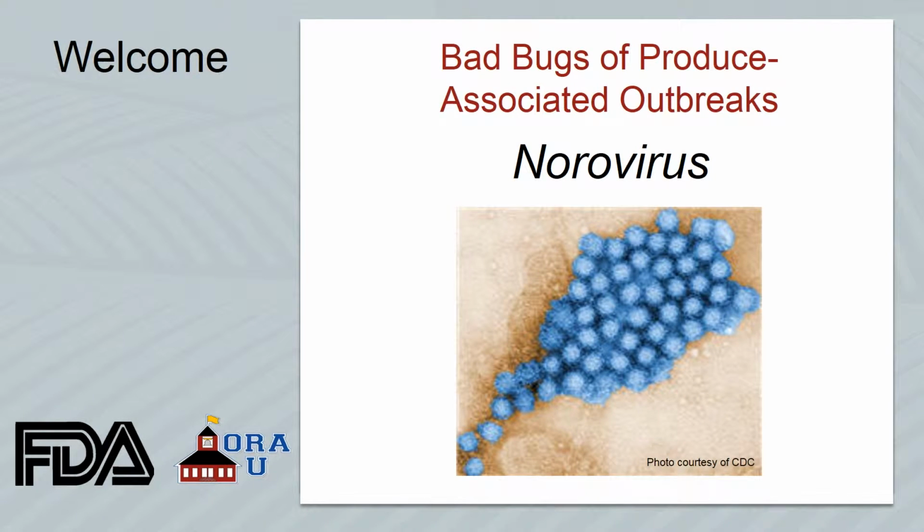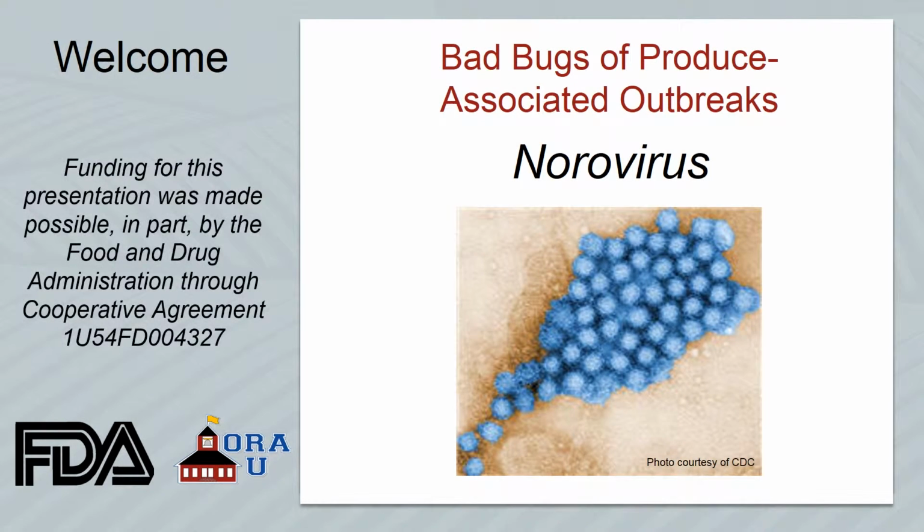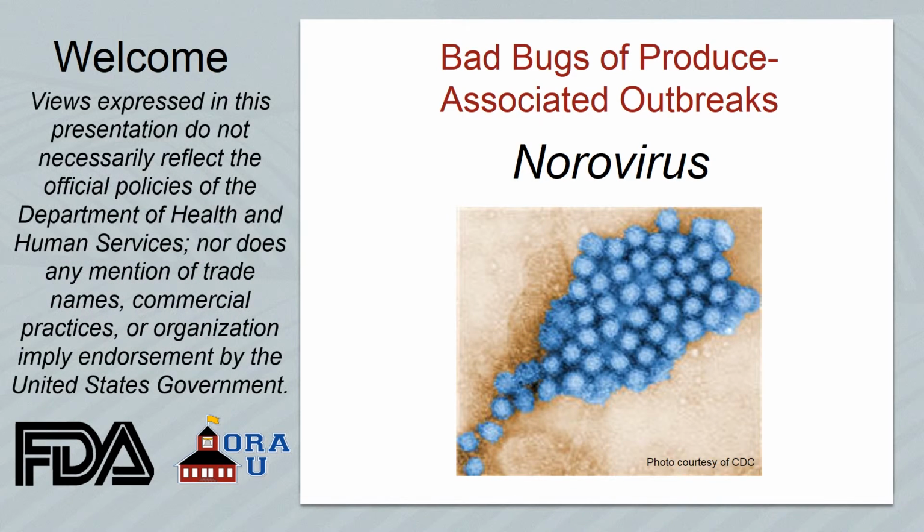Welcome to the Norovirus chapter of the Bad Bugs of Produce-Associated Outbreaks series. In this lesson, you will learn about the basic biology and ecology of norovirus. Specifically, we will cover the sources of contamination and biological traits of the organism that will influence your investigation plan.